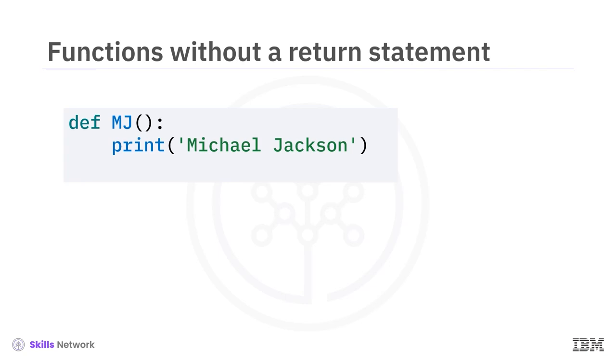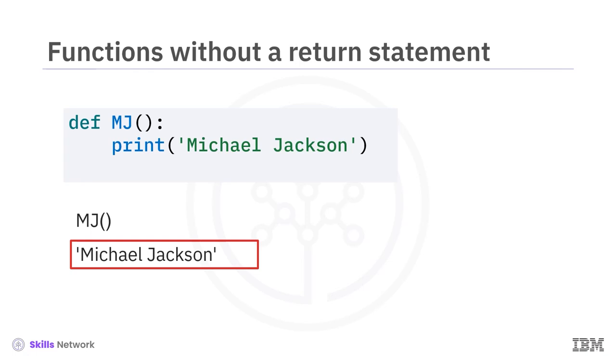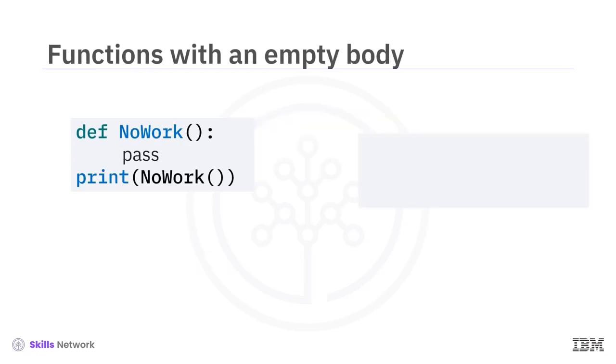The function mj simply prints the name Michael Jackson. We call the function. The function prints Michael Jackson. Let's define the function noWork that performs no task. Python doesn't allow a function to have an empty body, so we can use the keyword pass, which doesn't do anything but satisfies the requirement of a non-empty body. If we call the function and print it out, the function returns a None. In the background, if the return statement is not called, Python will automatically return a None.